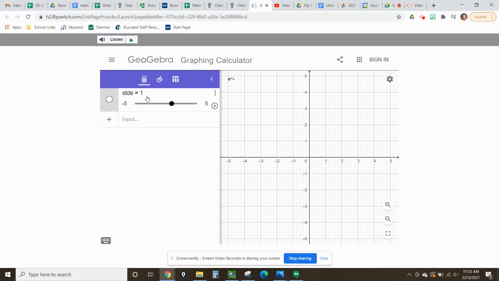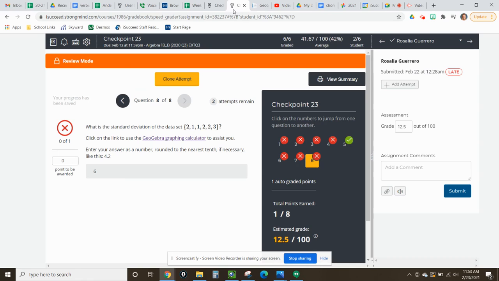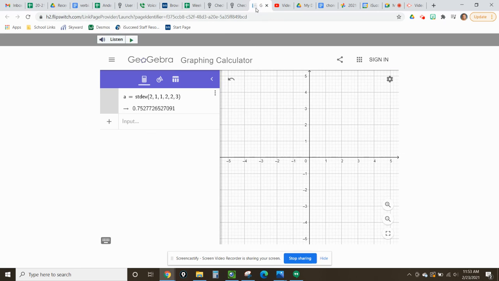Oops. Oh, we lost it. Let's get rid of that. So standard deviation, and then it was 2, 1, 1, 2, 2, 3. And so it tells you the standard deviation right there, 0.75277. And you would just enter that right here. So it says round to the nearest tenth. So we would write 0.8 if we're rounding to the nearest tenth.